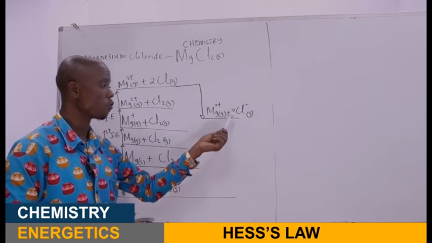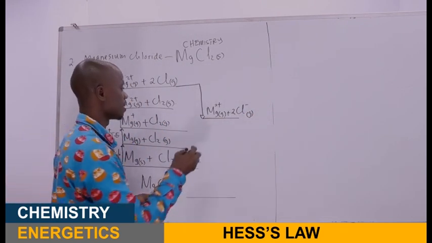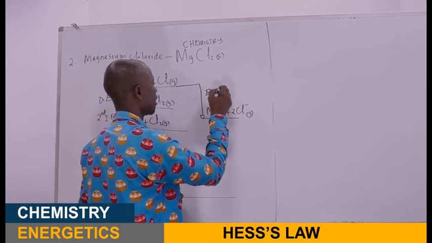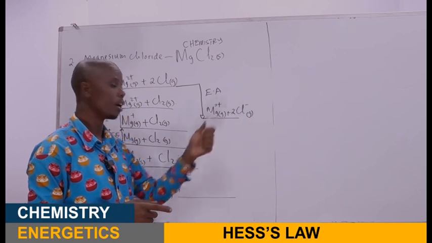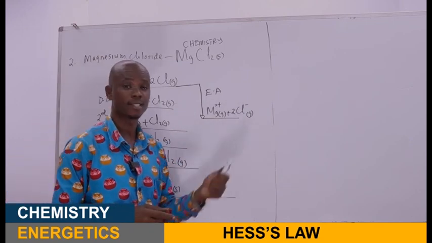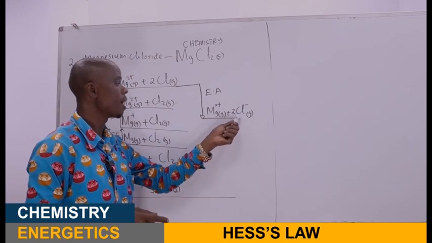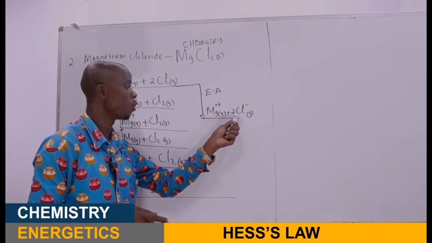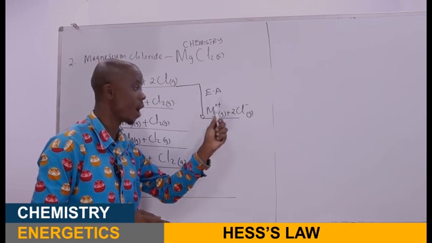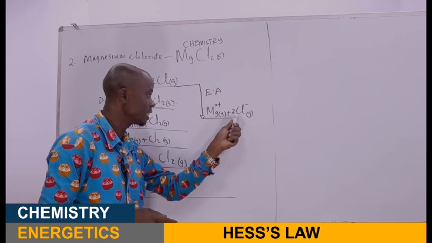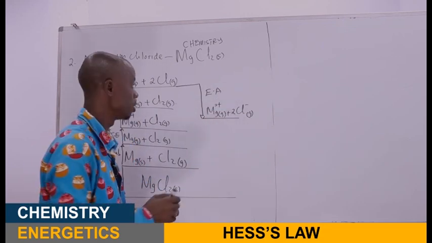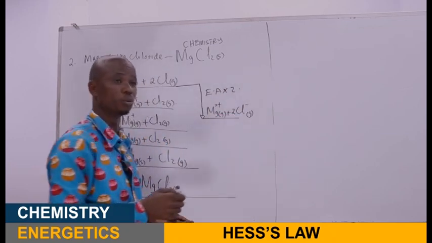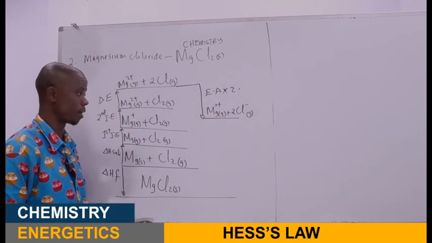Now, this process of gaining an electron is electron affinity. Electron affinity: energy released when 1 mole of a gas gains an electron. Now, here remember, there are 2 moles of chloride ions, not 1. If you forget to multiply with this number here, you're going to get wrong results. So you multiply by 2. It is important for you to know that one.